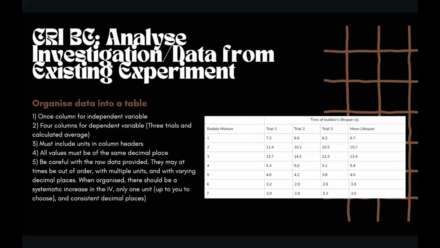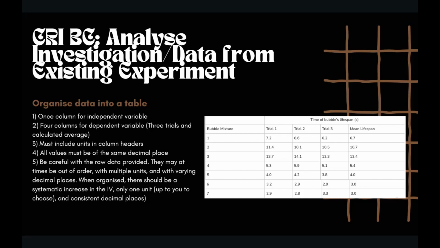And moving on to Criterion BC, it's mainly towards Criterion C, in which there's the analysis of any investigation that the question gives you, or utilizing any data from existing experiments. So instead of you planning an experiment, the question gives you more data, and you analyze the data, analyze the experiment, the investigation. So a common question that's always asked is to organize data into a table.